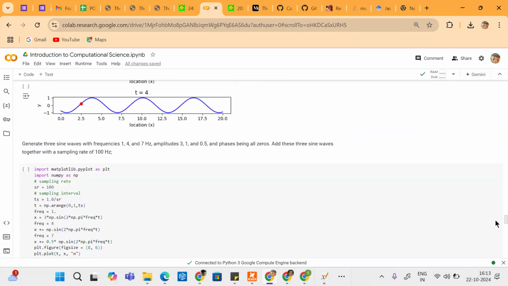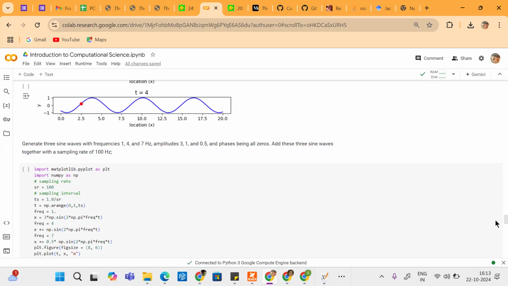Yes. So see this question here. Generate three sine waves. Are you able to read the question? Generate three sine waves with three different frequencies. That is, generate three sine waves with frequencies 1, 4, and 7 hertz. Fine. Frequency unit is hertz. With amplitudes 3, 1, 0.5. And phases being all 0.